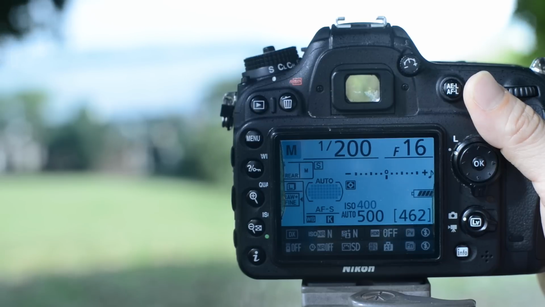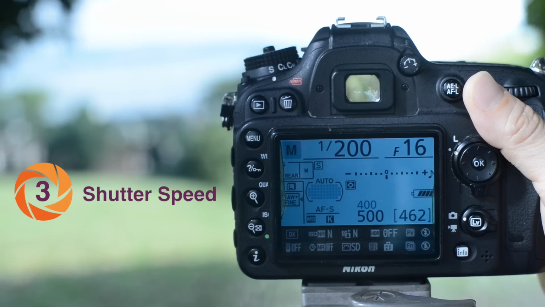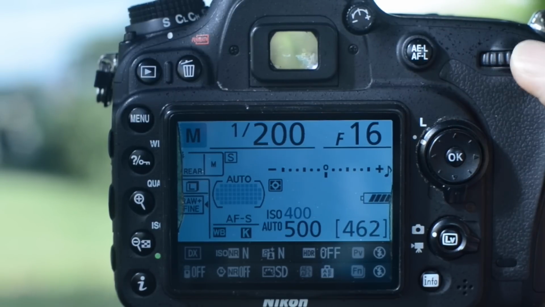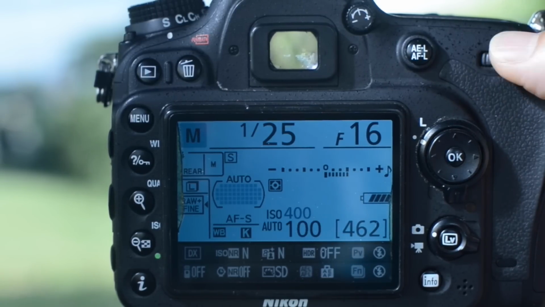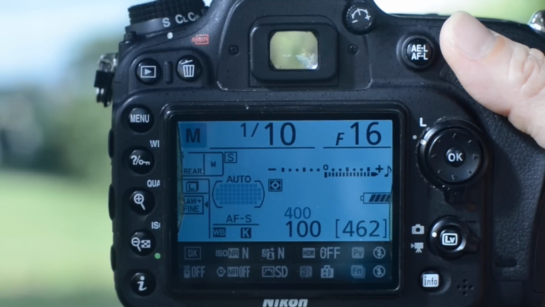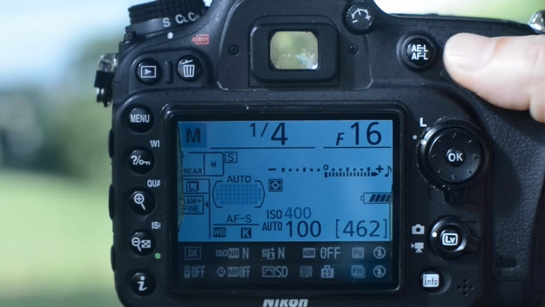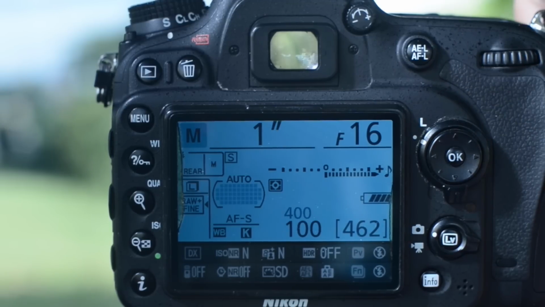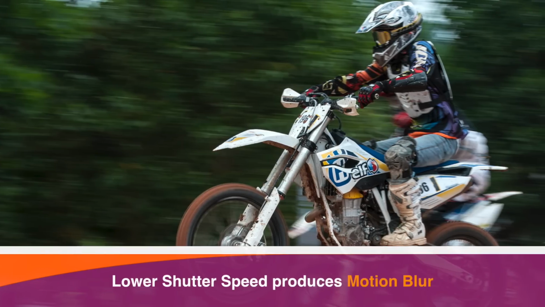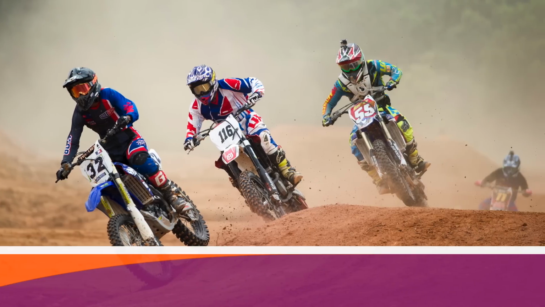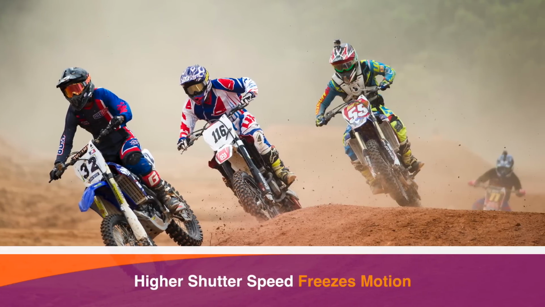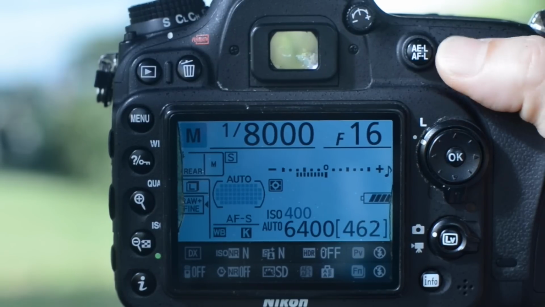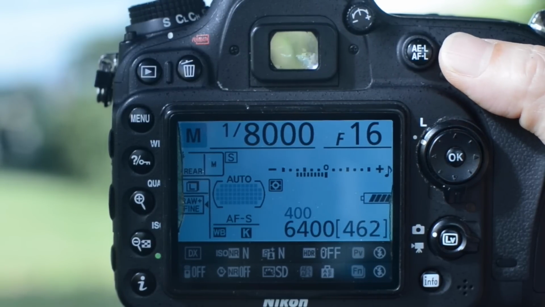The third thing you can control is your shutter speed values. This is at 1/200th of a second. You can now go lower. When you go lower and mount your camera on a tripod like so, you can shoot your photos as low as 1 full second. When you do so, you're going to get motion blur. Or you can use higher shutter speed values. This will surely freeze motion. For instance, on this camera, you can go as high as 1/8000 of a second.